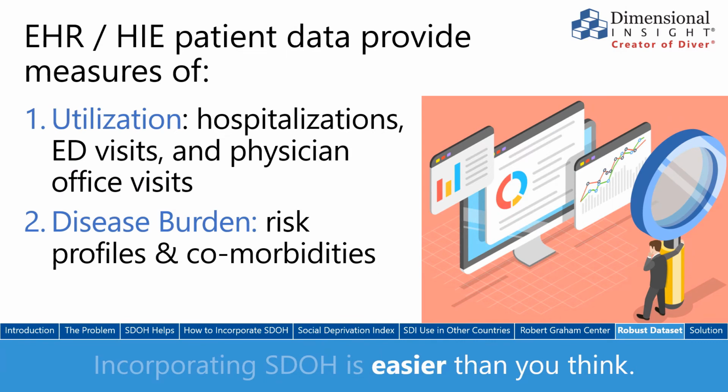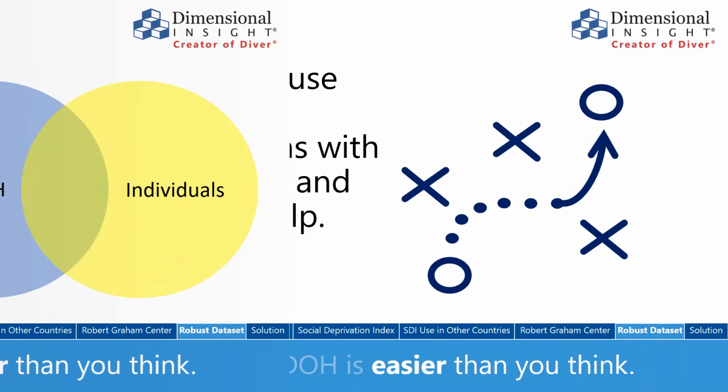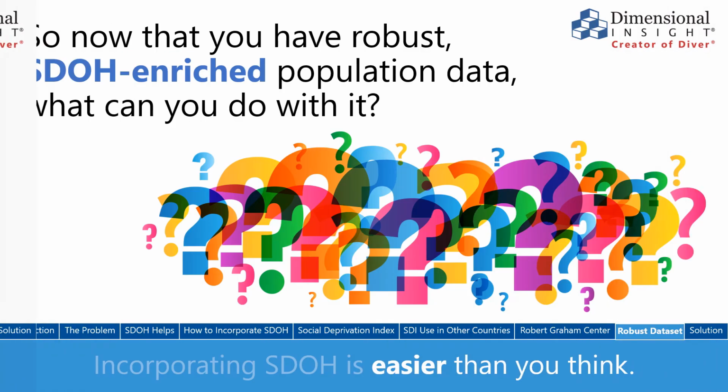EHR and HIE patient data provide measures of utilization such as hospitalizations, ED visits, and physician office visits, as well as disease burden, including risk profiles and comorbidities. Combining them gives you the best of both worlds in one place. Organizations can use this information to identify populations with the greatest needs and devise plans to help them. So now that you have robust social determinants enriched population data, what can you do with it?